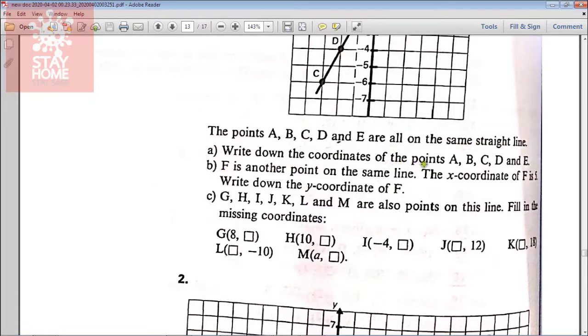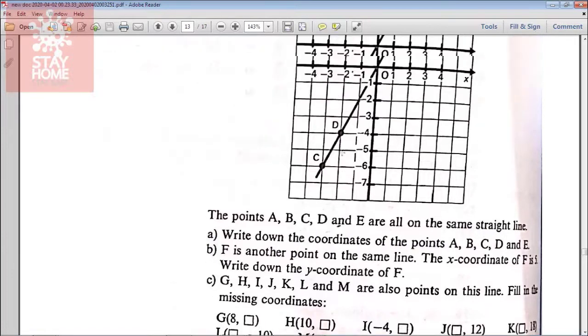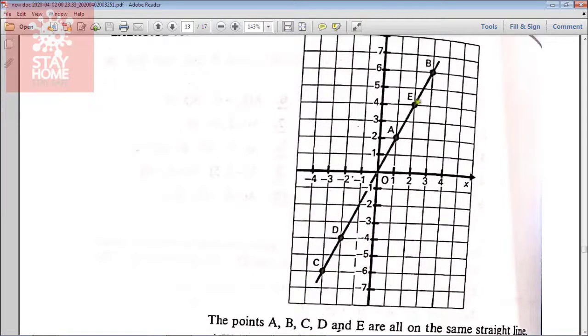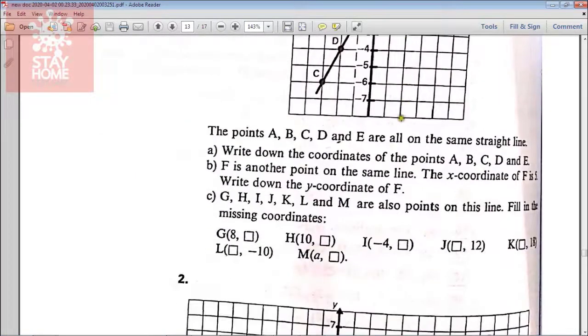Write down the coordinates of points A, B, C. You can write like this. If A coordinate is 1 and 2, and the B is, where is B? B is 3 and 6, like this. After that, F is another point on the same line. The x coordinate of F is 5. Write down the y coordinate of F.